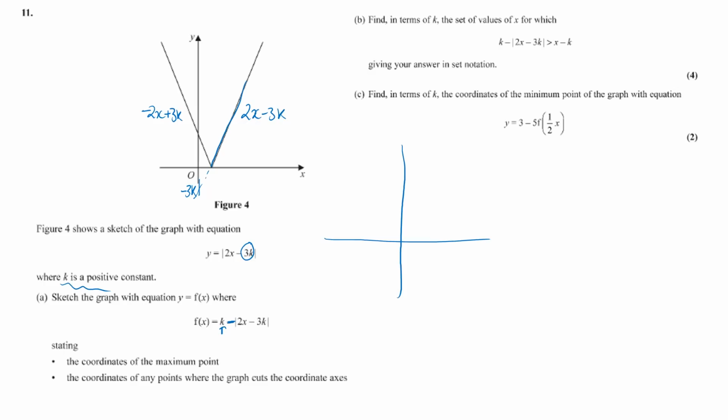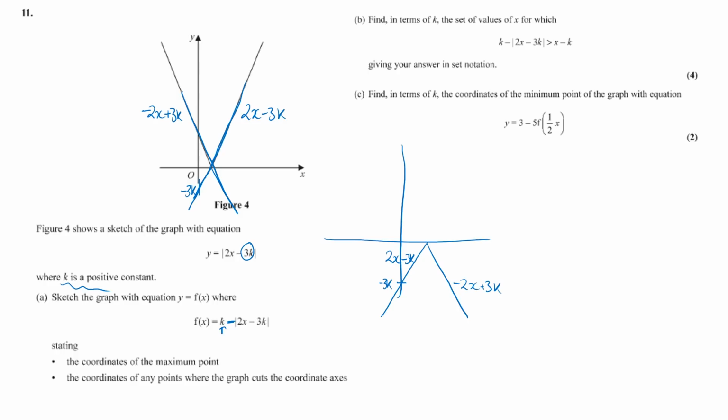So the minus in front is going to make it upside down. It's going to do a reflection in the x-axis, so that's going to go like this. Is just going to be the upside down one of this one. And where does that go through? That's going to go through at minus 3k. And what are the names of both of these arms? Well, the one here is just a continuation of that one, so it's minus 2x plus 3k, and then this one obviously is our 2x minus 3k.